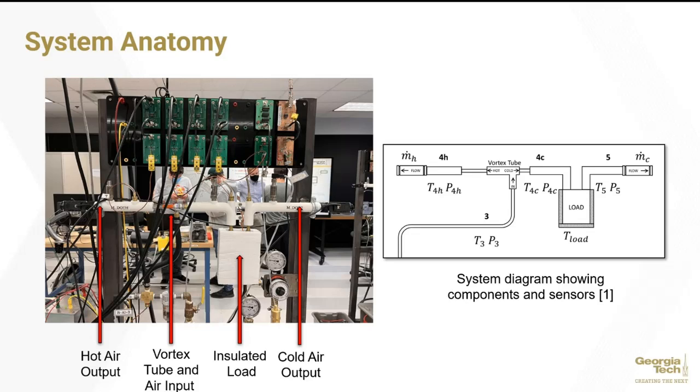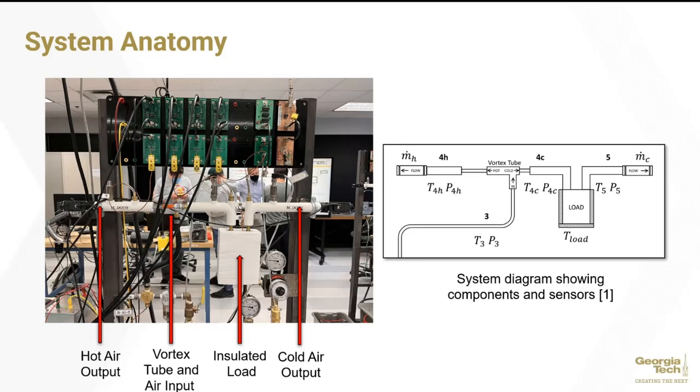The hot air is pushed out of the warm side of the vortex tube, denoted as T4 hot, and flows out of the system at a measured flow rate of M dot hot. For the cold side, the air exits the cool side of the vortex tube at a temperature of T4 cold and then flows into the load, thereby cooling it to a temperature of T load. Finally, the air exits the load at T5 and then the system at a measured flow rate of M dot cold.